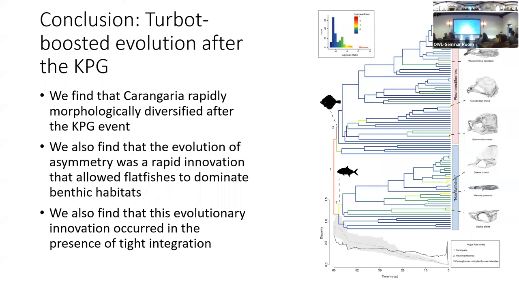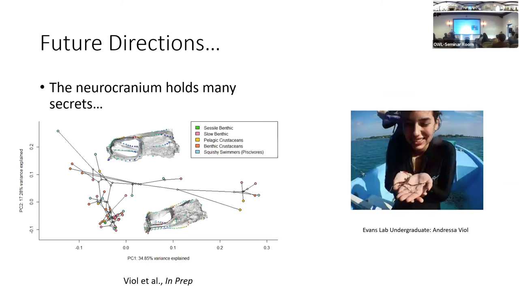So to conclude, we found that flatfish rapidly moved into many habitats as well, fully asymmetric. But we found that this was a rapid transition, and highly integrated. And for some future directions, we're just looking at some more ecological patterns within flatfishes. That's for adaptive.